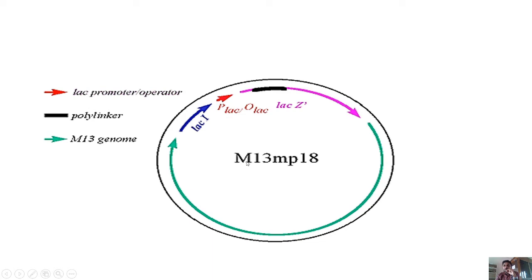One vector is known as M13 mp18, and the other vector, having the polylinker in the opposite orientation, is M13 mp19. So we have constructed two vectors over here, that is M13 mp18 and M13 mp19. Both of them have only one difference, that is at the polylinker region. These polylinker regions are oriented in opposite ways in the two vectors.